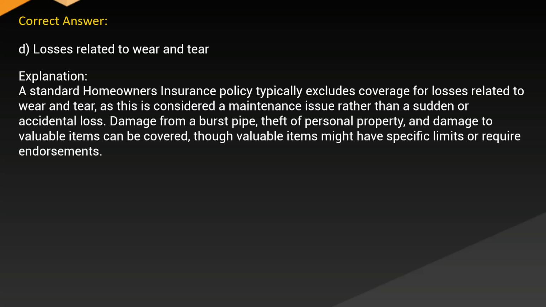Correct answer: D. Losses related to wear and tear. Explanation: A standard homeowner's insurance policy typically excludes coverage for losses related to wear and tear, as this is considered a maintenance issue rather than a sudden or accidental loss. Damage from a burst pipe, theft of personal property, and damage to valuable items can be covered, though valuable items might have specific limits or require endorsements.